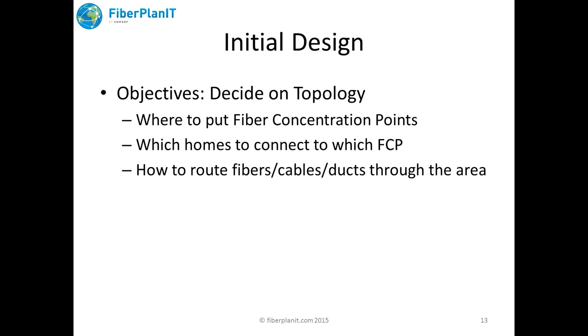In this step called initial design, the objective is in fact to make the big decisions on the topology for a certain area. This means, for example, we want to decide where to put fiber concentration or fiber flexibility points. So that can be a cabinet or a manhole where you have some concentration, splicing, splitters, etc.